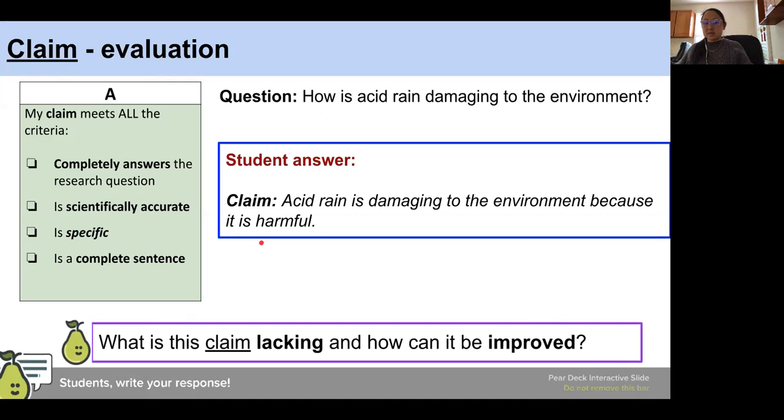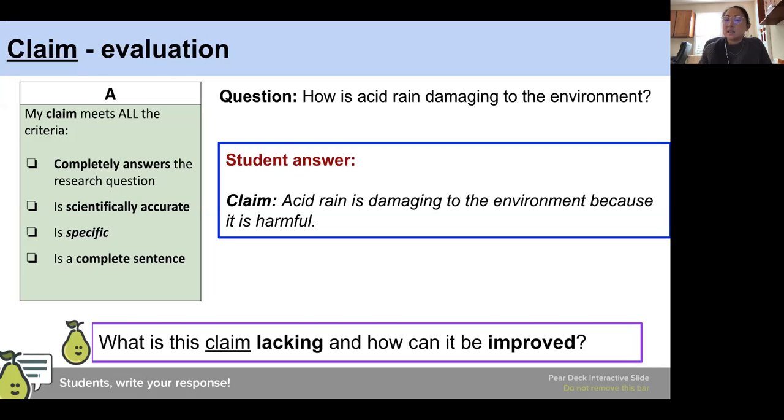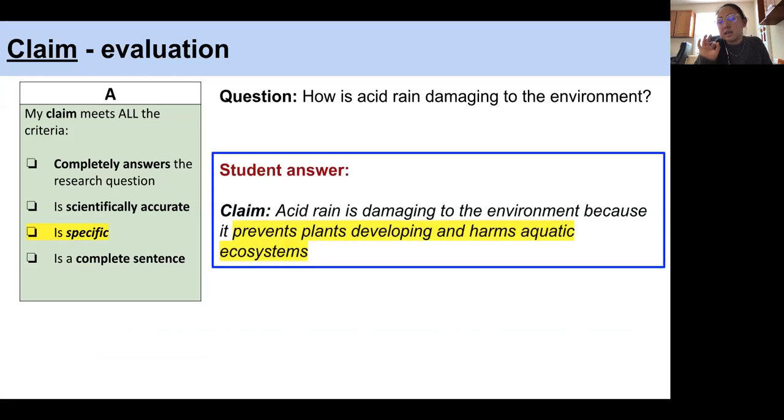Then I asked the class, what is this claim lacking and how can it be improved? Your classmates gave a lot of really good ideas and pointed out a lot of things that the student could improve on. In summary, a lot of people said this claim needs to be more specific. Just saying that acid rain is damaging to the environment because it is harmful is not only redundant, repeating itself, but it's also not very specific. So I wrote a claim that I think is A+ material. It says, acid rain is damaging to the environment because it prevents plants from developing and harms aquatic ecosystems.